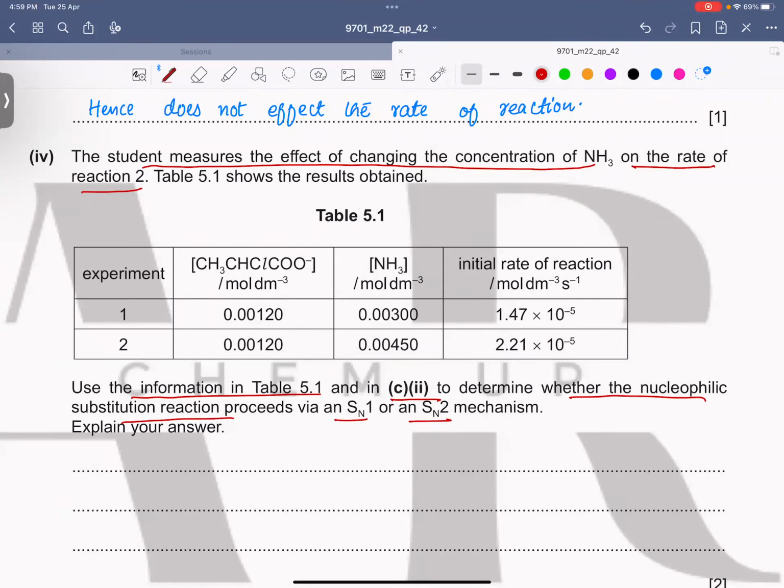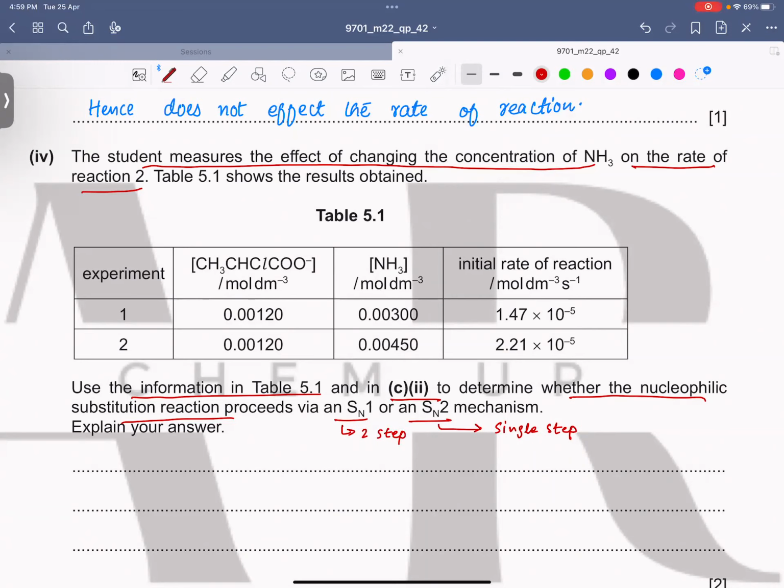So if you recall, we have discussed these two in AS level. The SN2 mechanism is a single-step mechanism where the intermediate is a transition state having five bonds on a carbon. SN1 is a two-step mechanism where first the carbocation is formed and then the nucleophile attacks that carbocation.